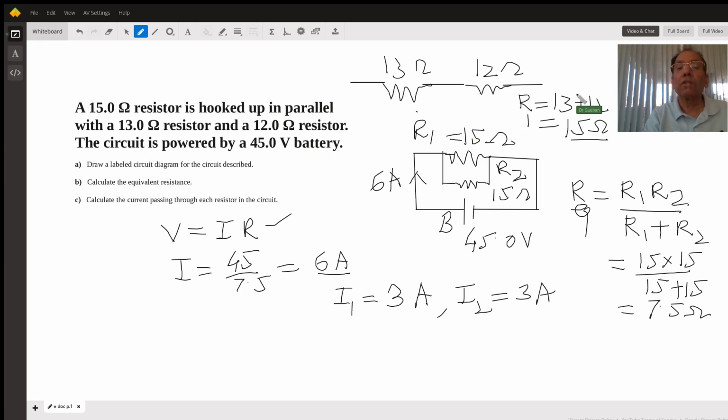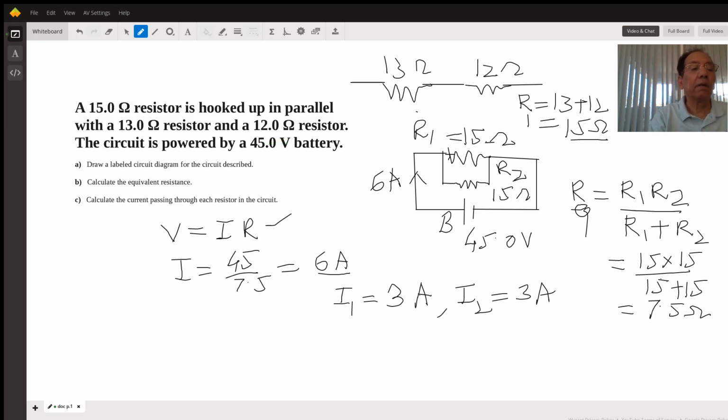Now this 6 ampere current goes to a combination of 13 and 12 which are in series. So 3 ampere goes to 13 and 12. So each 13 ohm and 12 ohm resistor gets a current of 3 amperes, and the rest 3 amperes goes to the other 15 ohm resistance, and therefore the current gets equally divided. The current in the 15 ohm resistance is 3 amperes, the current through the 13 ohm resistance is 3 amperes, and the current through the 12 ohm resistance is also 3 amperes.